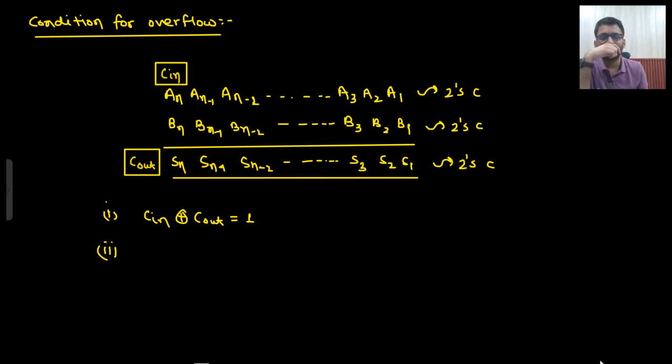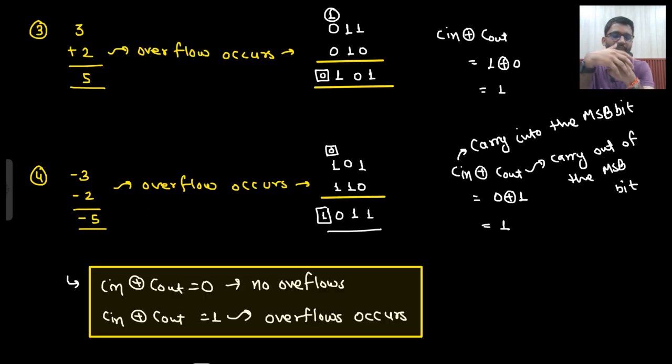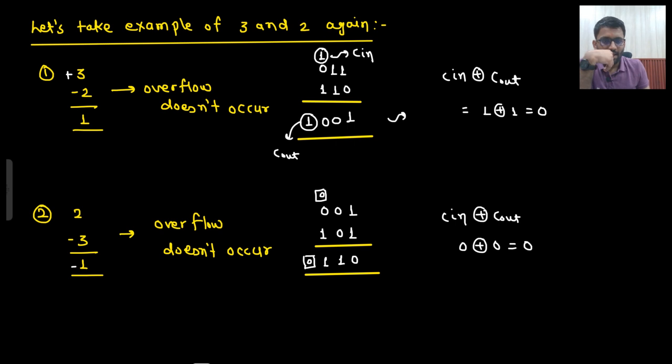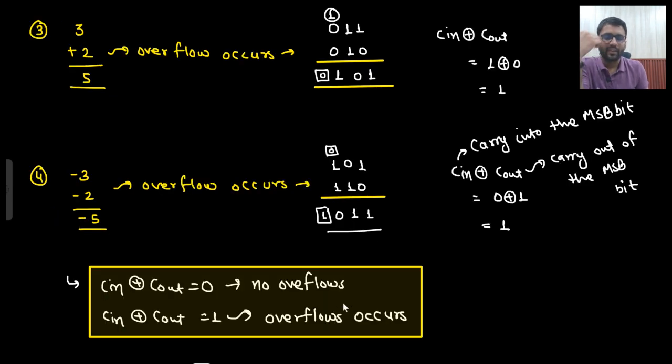What could be the other condition? There is another way to check it as well. What is that? We will take the overflow example only. 0 and 0, both are positive numbers. You are getting the answer as 1.